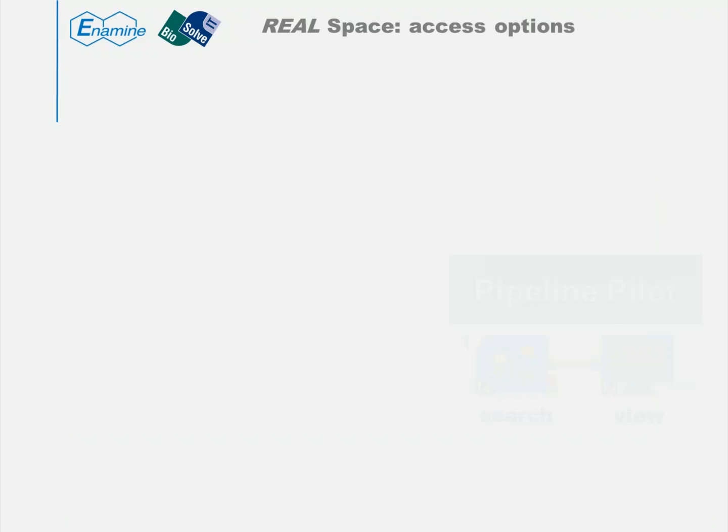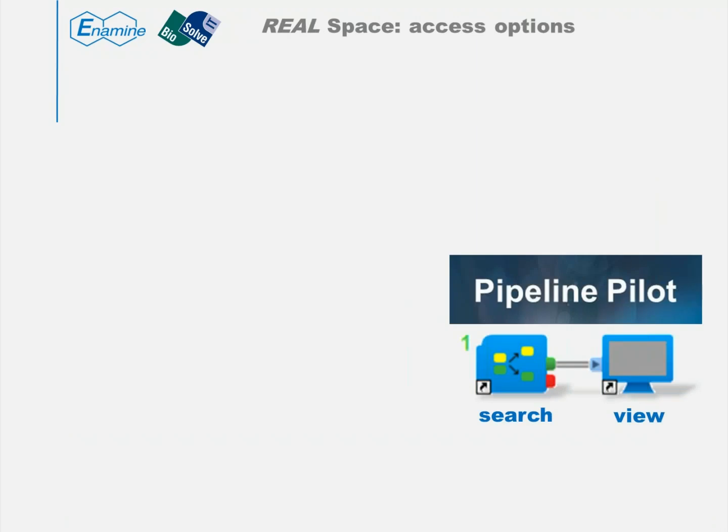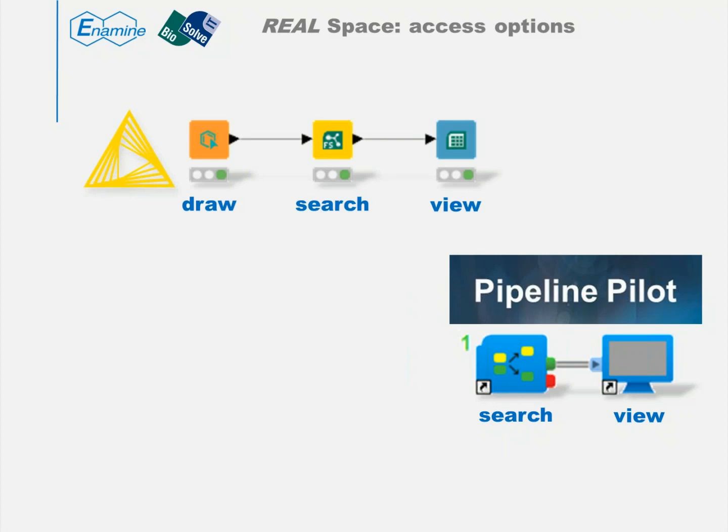How can you now access the REAL space? So if we had a majority of computational chemists here, they might be fans of Pipeline Pilot, for example, where you can just download our nodes and tell the searching node where you have put the space and submit your query there and get the results. The same is available in KNIME. You just draw your query and search it with the FTrees-FS search node and get the results.